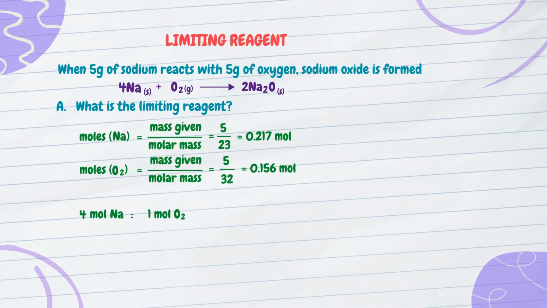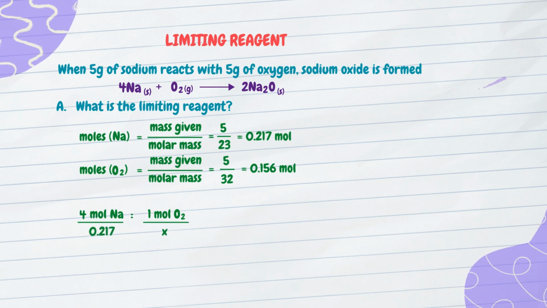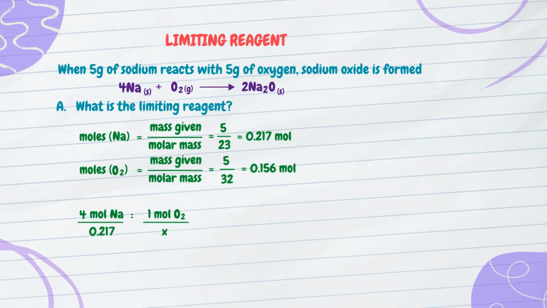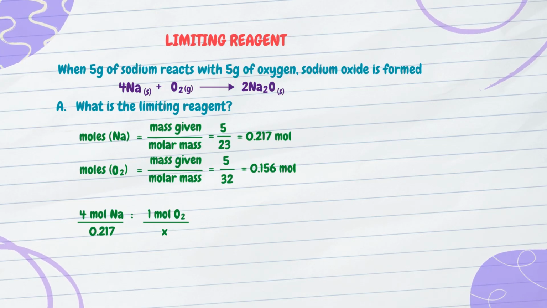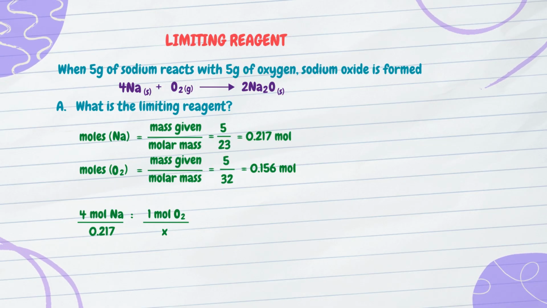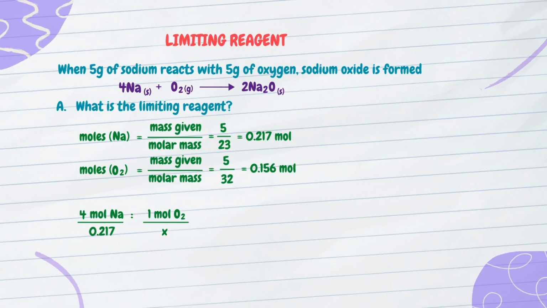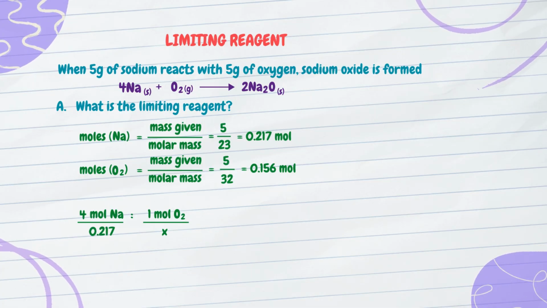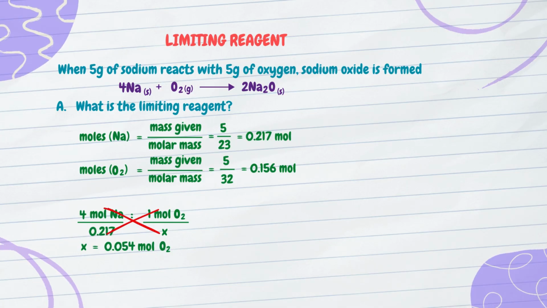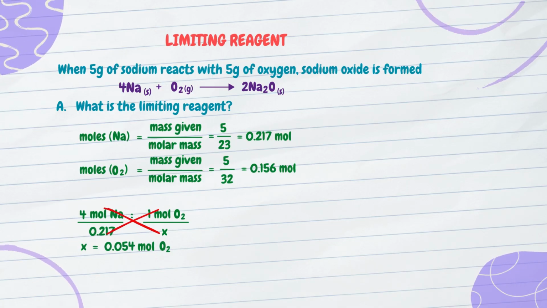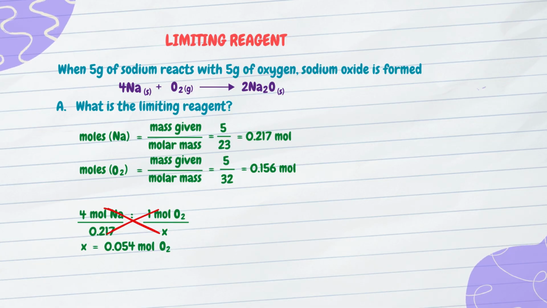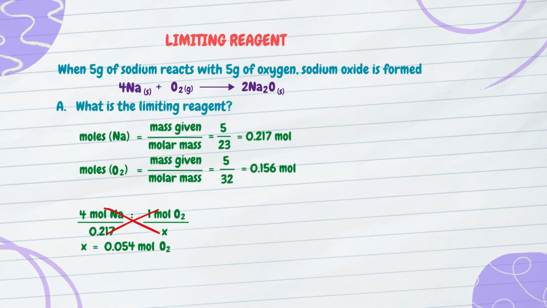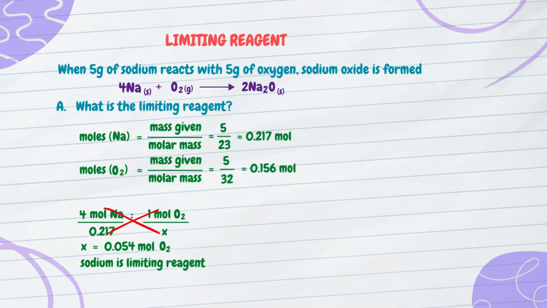From the calculation, we have found that 0.217 moles of sodium are available. We then need to find the moles of oxygen needed for 0.217 moles of sodium. Using the mole ratio, 4 moles of sodium uses 1 mole of oxygen. Then 0.217 moles of sodium will use X moles of oxygen. When cross-multiplied, we get 0.054 moles of oxygen. The moles of oxygen available is 0.156. So oxygen is excess, and sodium is the limiting reagent.